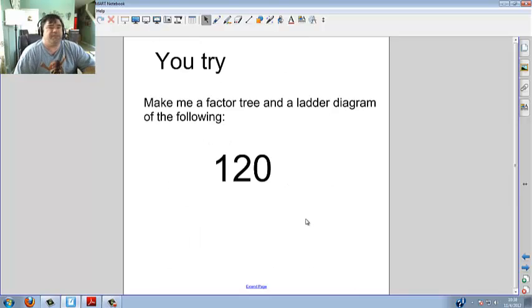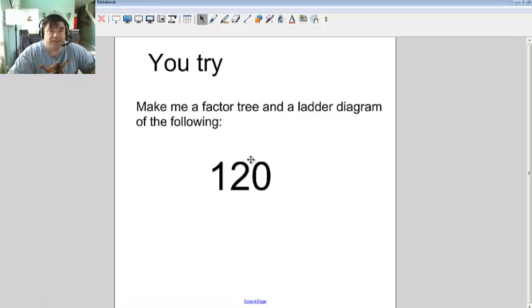Now you try. Make me a factor tree and a ladder diagram of the following. Go ahead. Let's see how you did.